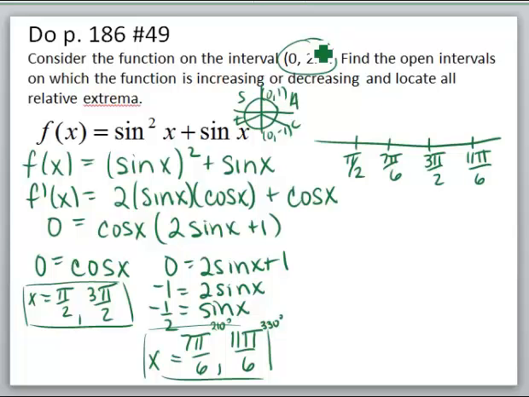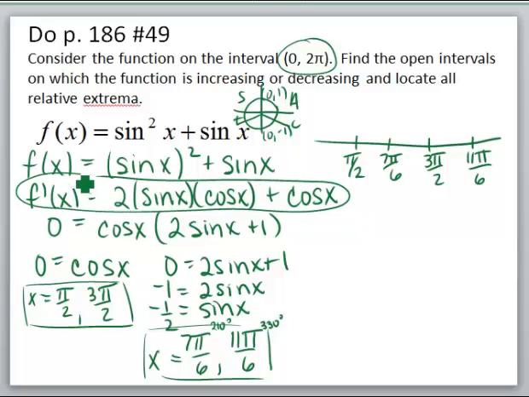We're going to start plugging numbers into our derivative. So our derivative is right here. I'm going to do this as quickly as possible. We're going to test a value. Maybe we'll test pi over 4. Well, that would be a positive times a positive, plus a positive. So I know that it's increasing here. Everything's positive for sines and cosines in that quadrant.